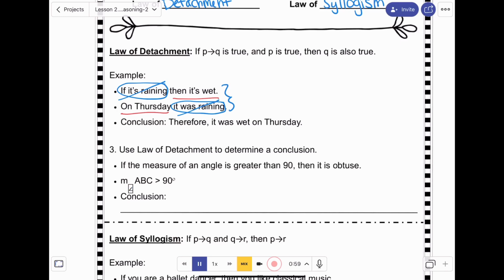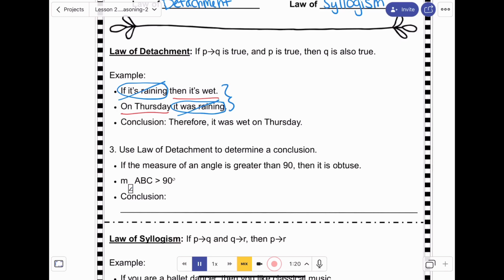So looking at number 3. Number 3 says, use law of detachment to determine a conclusion. So our 2 statements say, if the measure of an angle is greater than 90, then it is obtuse. Second statement says, measure of angle ABC is greater than 90, and then we're looking for our conclusion. So again, we're trying to find what they have in common. If you look at both of them, they're talking about the measure of an angle is greater than 90.